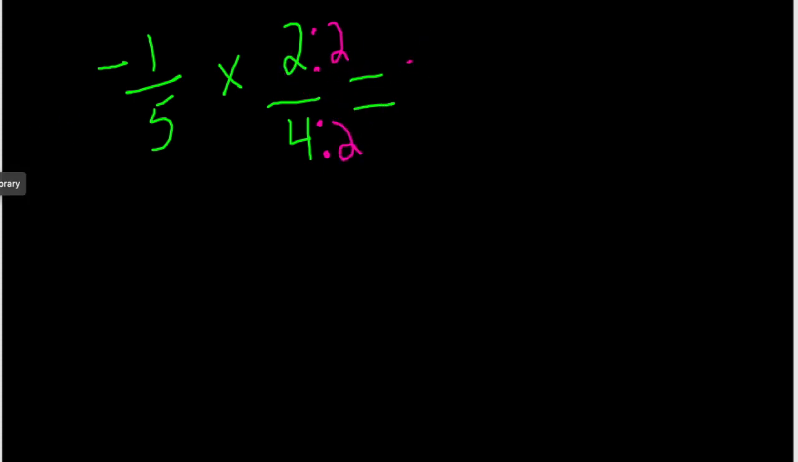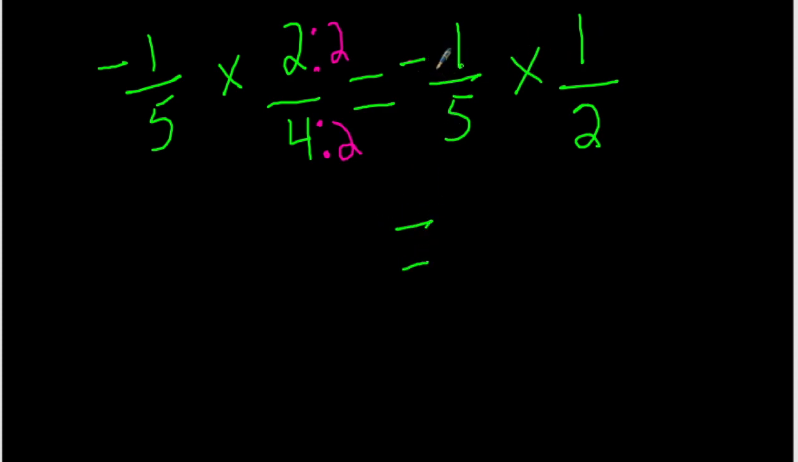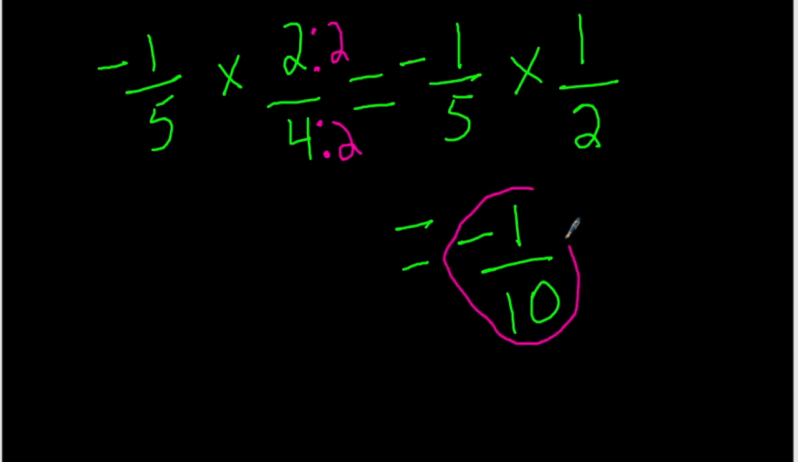So let's rewrite the fraction. Negative 1/5 times 2 divided by 2 is 1, 4 divided by 2 is 2. Now you can just multiply across. Negative 1 times 1, a negative number times a positive number, is negative, so this is negative 1. Then you have 5 times 2, that's 10. And since we simplified before we solved it, this answer is in the simplest form.